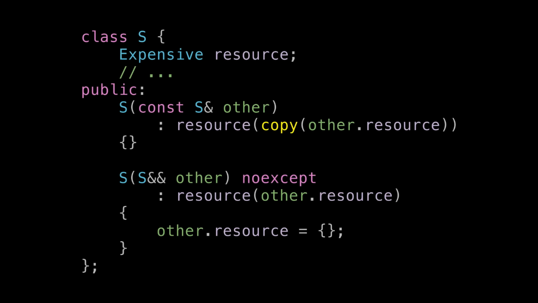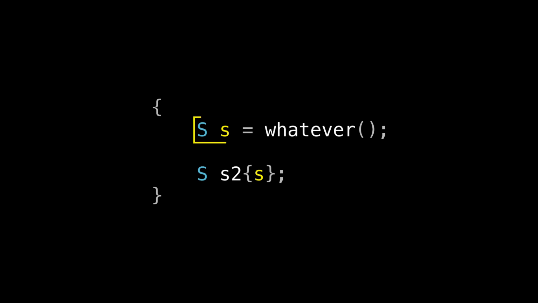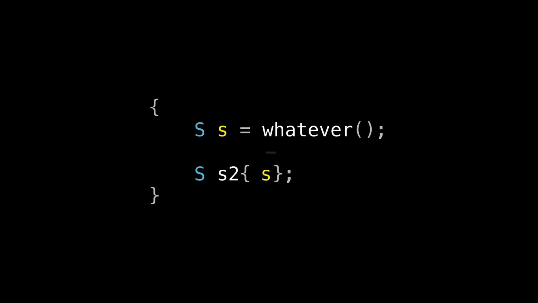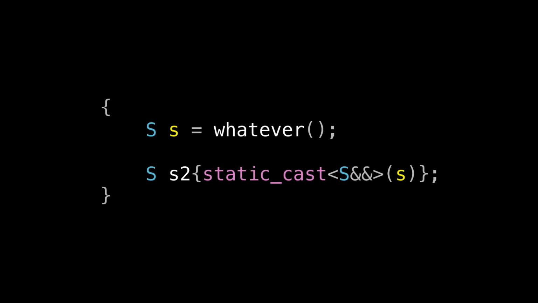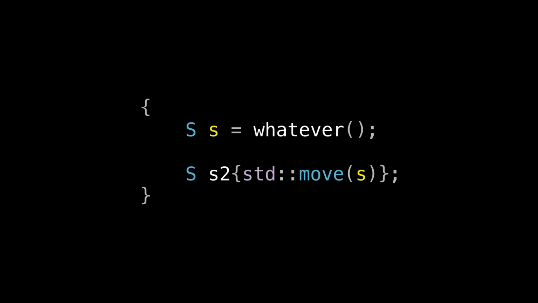So now we've seen how these constructors are implemented. Let's take a look at a usage site to get a feel for it. So here we initialize some s with the result of a function, and then we construct a new s from that. This is going to call the copy constructor of s because we're passing in an L value reference. But if we cast it to an R value reference, now we call the R value reference overload. Of course, we could also spell that instead move.